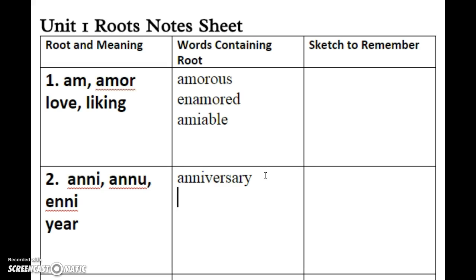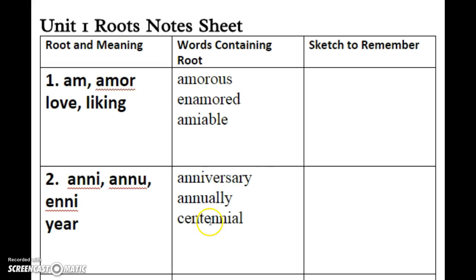I'm going to find one that has anu. So the word annual means that it happens once a year. If you have an annual event, it happens once a year. You can add ly and say that event happens annually. That means yearly. And then sometimes we celebrate something called a centennial.